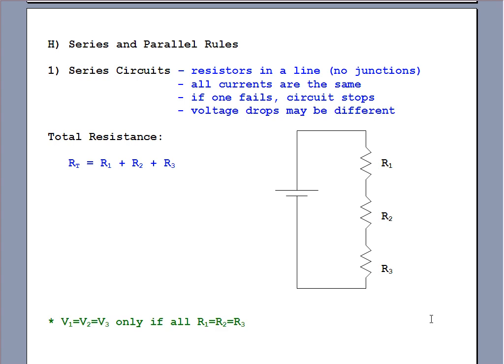The only time you'll get the voltage drops to all be the same is if you make all the resistance values identical. Sometimes we do that in circuits, especially for things like Christmas lights, but generally that's not true.